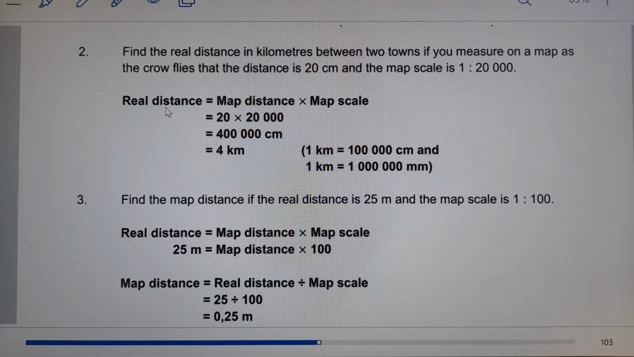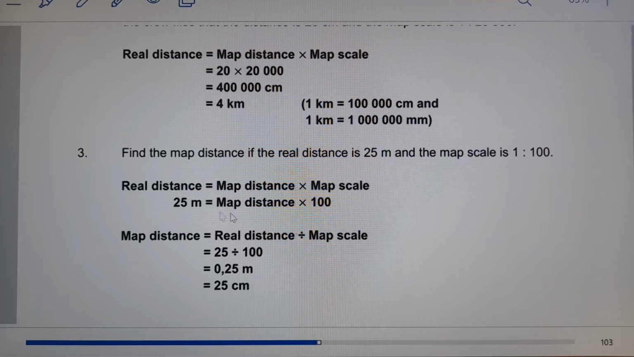But we don't have the formula for a map distance. So now they say find the map distance if the real distance is 25 meter and the map scale is 100. Now, before you even look into the problem, I want you to take down this. This is the formula to find the map distance.